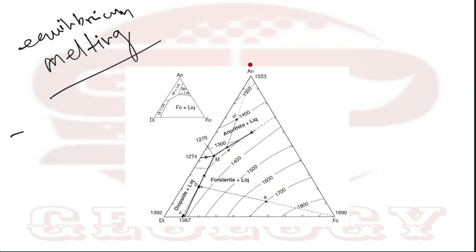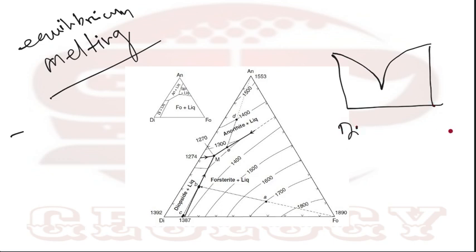Now we are going back to the binary system, the same binary system, diopside and anorthite. So what happens when we start with diopside plus anorthite crystals? When we raise the temperature, what happens at 1274 degrees Celsius? Anyone?